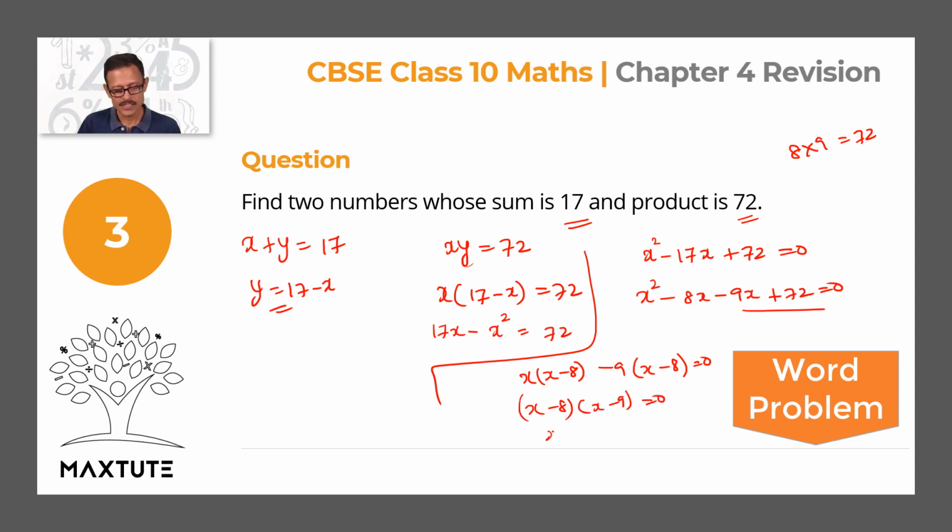If x minus 8 is 0, x is equal to 8. If x minus 9 is 0, x is equal to 9. So by factorizing this, we found the answer. What are the numbers? The value that x takes is either 8 or 9. If x is 8, what is y? Y is 17 minus 8, which is equal to 9. If x is 9, y is equal to 17 minus 9, which is equal to 8. So numbers are either 8 and 9 or 9 and 8. So what are the two numbers that we are talking about? The numbers are 8, 9.